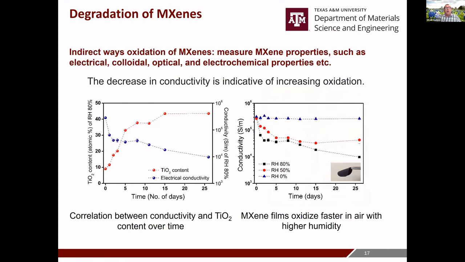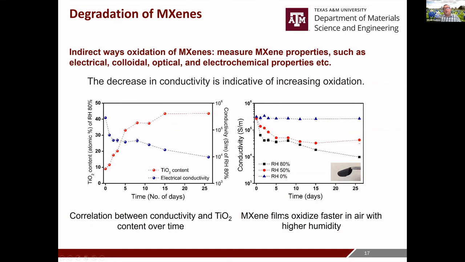So what we look at is the decrease in conductivity. Normally the oxidation is characterized using XPS and other techniques, which is a little bit of a tedious process. But to look at the oxidation, we look at measurements of the conductivity. We can show that when we make vacuum-filtered films from the MXene colloids and measure the titanium oxide content from XPS, as the titanium oxide content increases over time, the conductivity decreases. This is all for Ti3C2 MXenes.